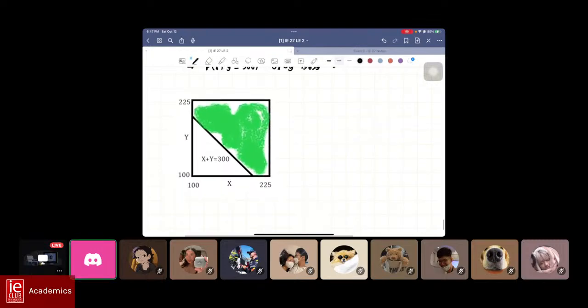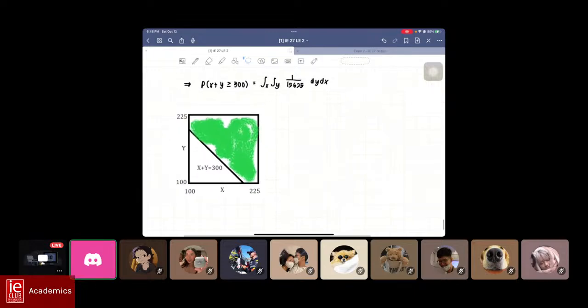Since the lower bound of x is 100 and the upper bound is 225, because it's uniformly distributed between 100 and 225, we can draw a square. So that's 100, 225, and 100 and 225. And then we want the probability that x plus y is greater than or equal to 300. So we can graph x plus y equals 300, and then the probability that we want is this upper half.